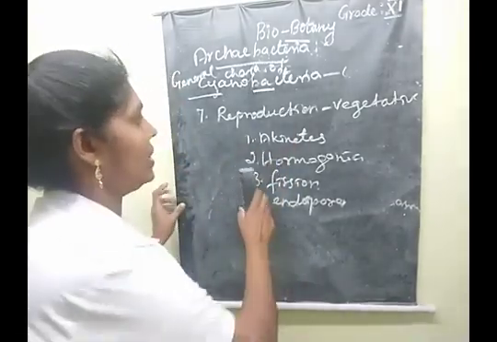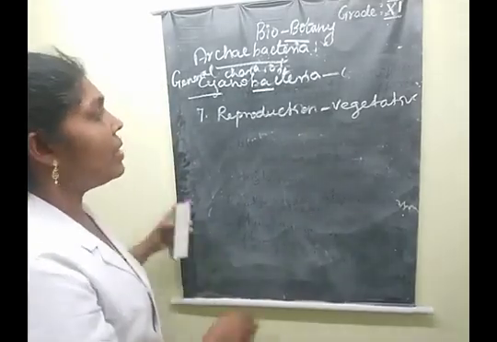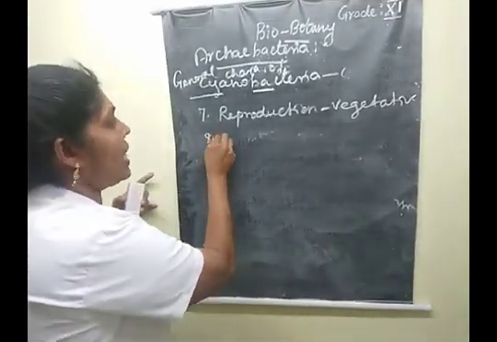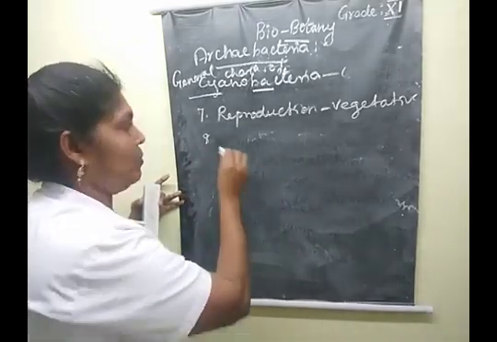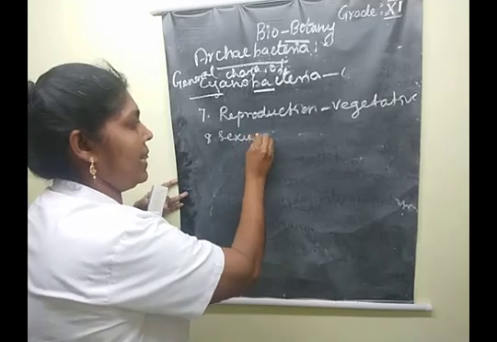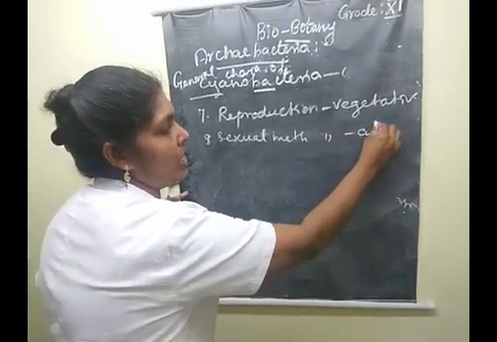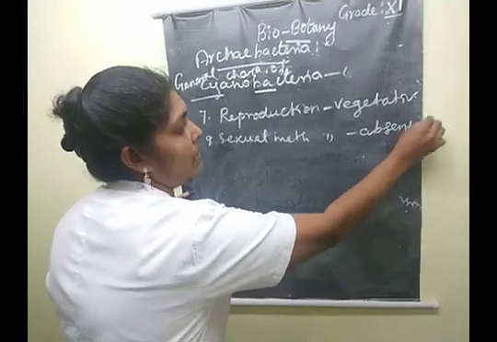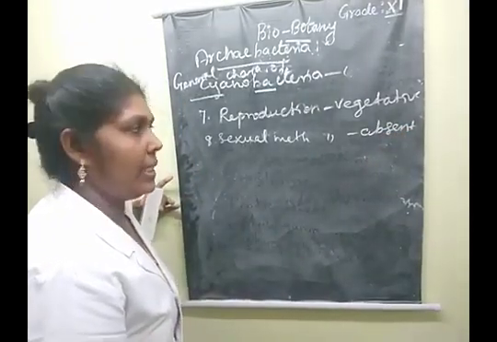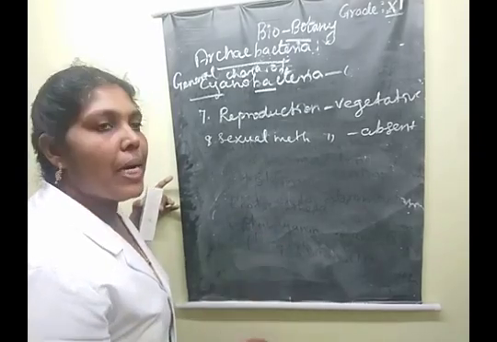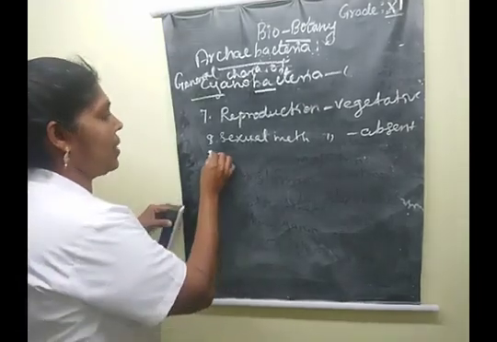The next one we are going to learn about. The sexual method of reproduction is absent. In which type of bacteria is the sexual method of reproduction absent? Cyanobacterial cells. Then we are going to learn about two mark questions, very, very important two mark questions.